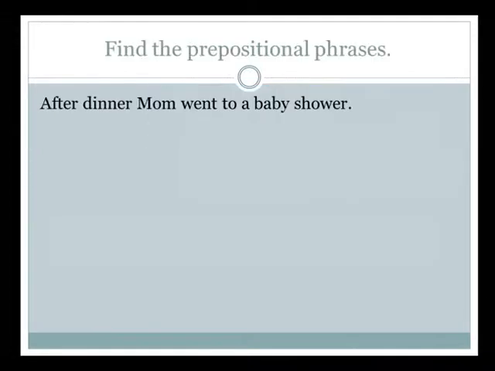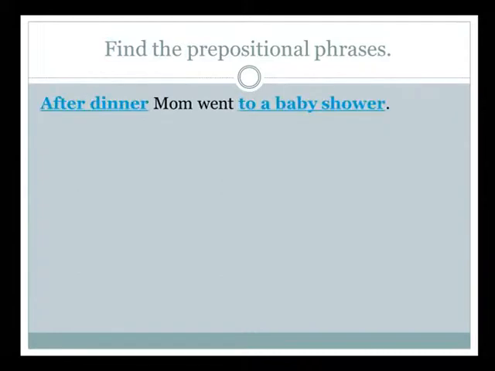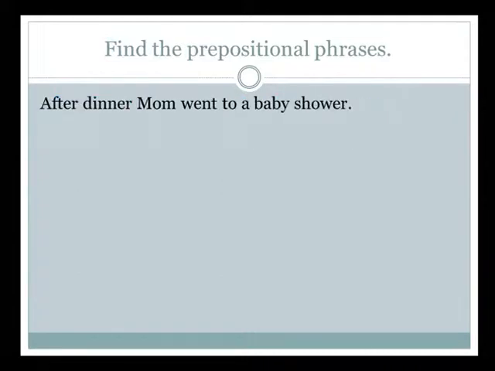Another exercise. Now you have short sentences so that we can take you through the exercise very fast. After dinner, mom went to a baby shower. So after dinner becomes one prepositional phrase, and the other preposition, as you can notice, is to. So the prepositional phrase here becomes to a baby shower.